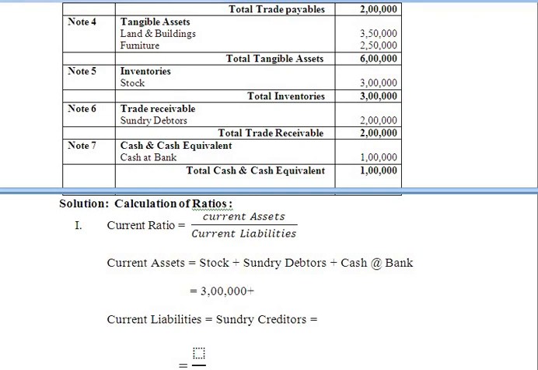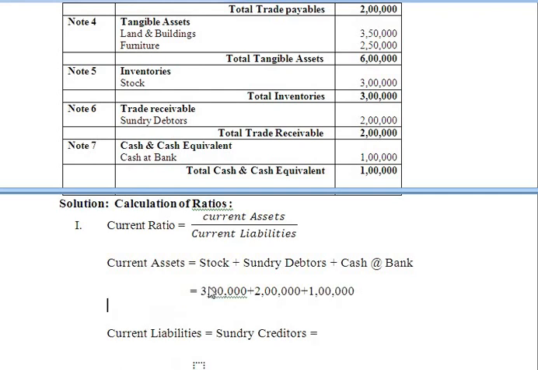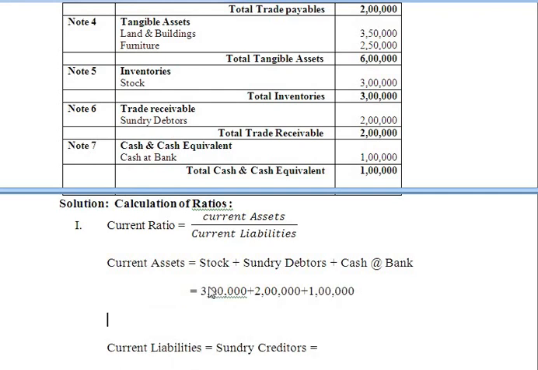Plus sundry debtors, how much? 2 lakh. Cash at bank, 1 lakh. Next line, write the total: 3 lakh plus 2 lakh plus 1 lakh, so the total is 6 lakh. Total current assets is 6 lakh.